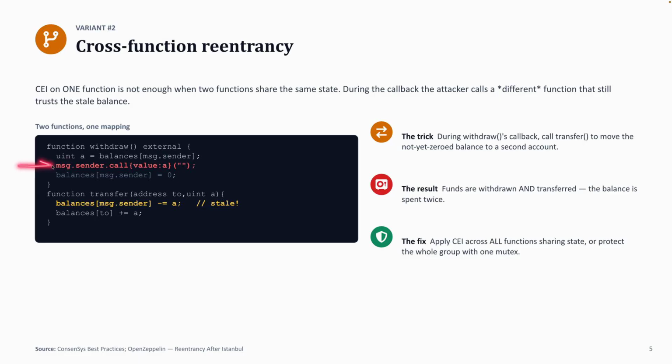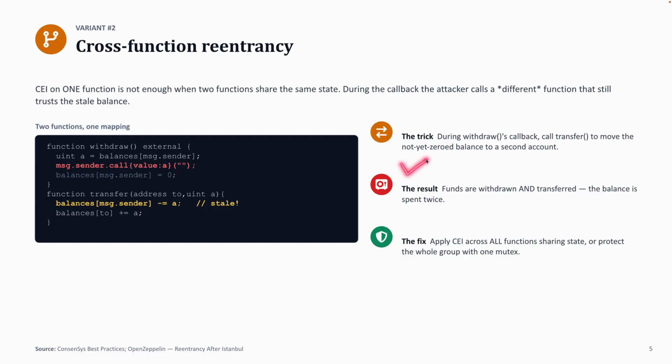From here, we make an external call, and from within the external call, we call the transfer function. While doing so, we transfer our existing balance to our own second account. Then, at last, our balance becomes zero. So ideally, what we have done is, we have moved the not yet zeroed balance to a second account.